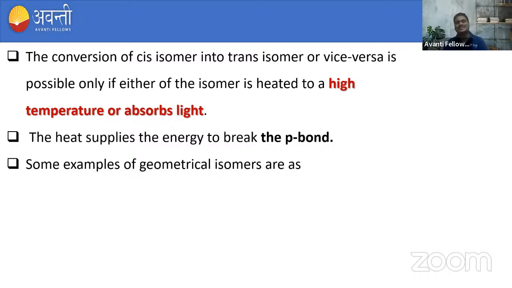Now the conversion of cis isomer into trans, or vice versa, trans to cis. The conversion of cis isomer into trans isomer or trans isomer into cis isomer is possible only if either of the isomers is heated to a high temperature or absorbs light, right? The heat supplies energy to break the pi bond. So always remember, whenever you want to convert cis isomer into trans or trans isomer into cis, it is possible only if either of the isomers is heated to a high temperature or absorbs light.